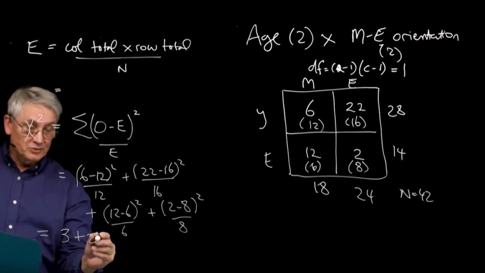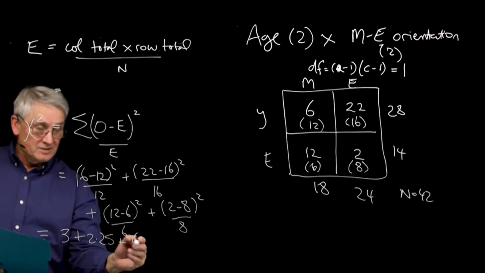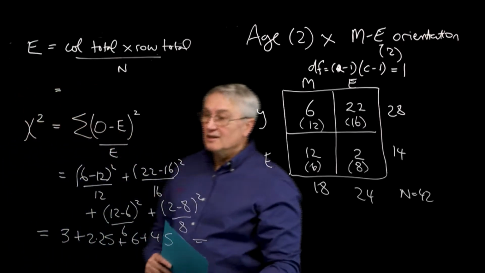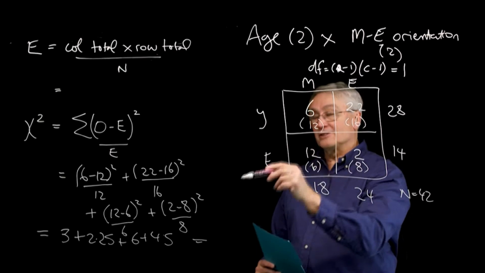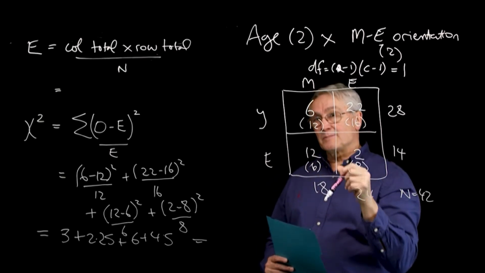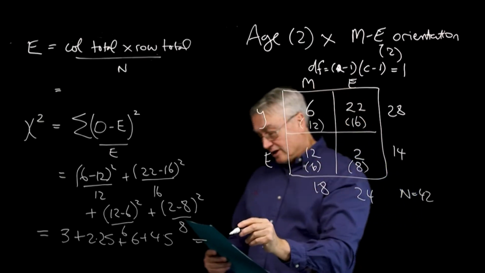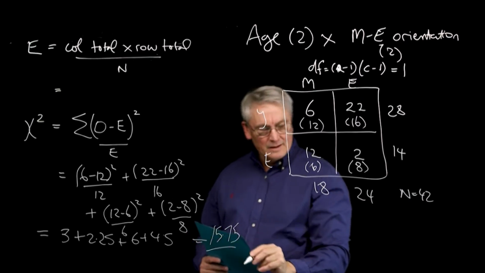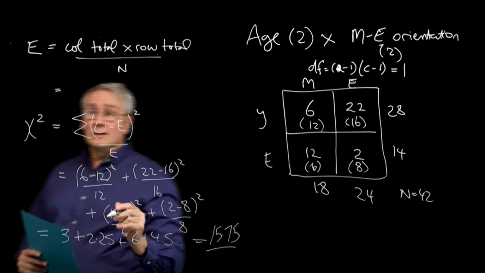3 plus 2.25 plus 6 plus 4.5. When we add those values, these are for our 4 cells. This is referred to as the residuals, the difference between our expected frequency and our observed frequencies. We add those residuals and they come to a value of 15.75. Now, that's our chi-squared value.